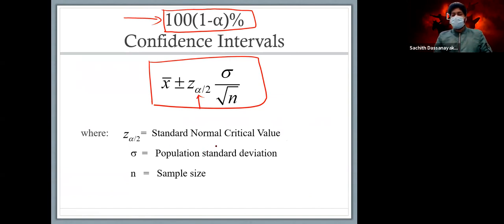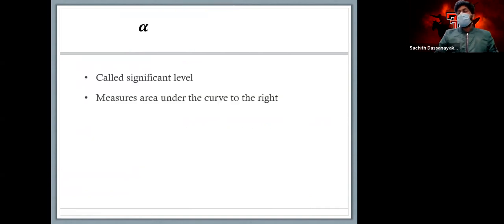Clear? So this is z alpha, the standard normal curve critical value. Okay, so population standard deviation known, any sample size. Let's see what this alpha is. Alpha we call the significance level.